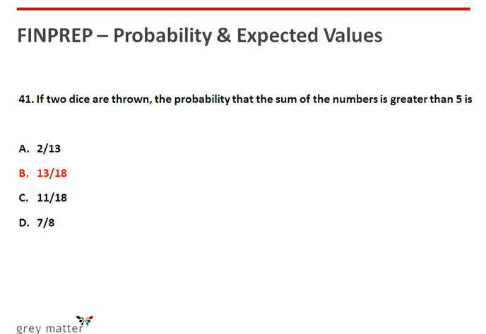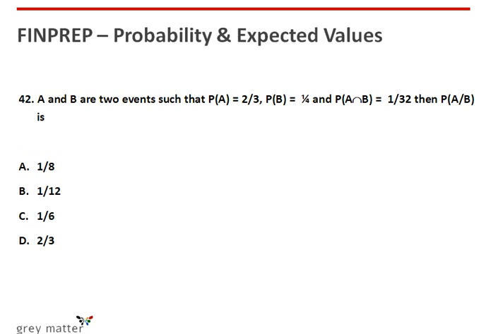If you go to the PowerPoint presentation, it is option B, which is 13 by 18. 42nd problem, A and B are two events such that probability of A is 2 by 3, probability of B is 1 by 4, and probability of A intersection B is 1 by 32. Then conditional probability of A bar B, that's conditional probability. Given that B has occurred, what is the probability of A?